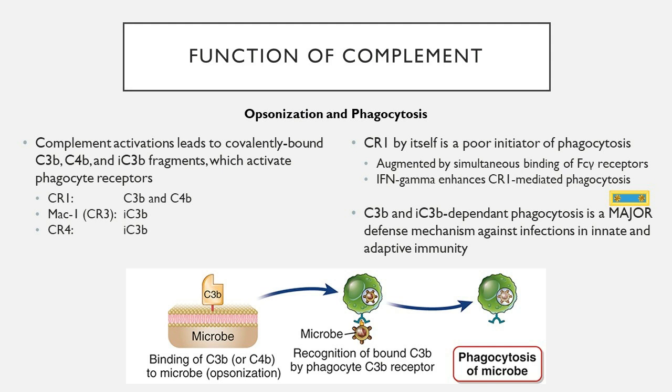Now, CR1 is by itself a poor initiator of phagocytosis. It can happen to a limited extent, but it's augmented by the simultaneous binding of Fc gamma receptors. So we can sort of think of it as a weak reaction in the innate immunity, but then is augmented by the antibodies present in adaptive immunity. The cytokine IFN gamma also enhances the function of CR1-mediated phagocytosis.